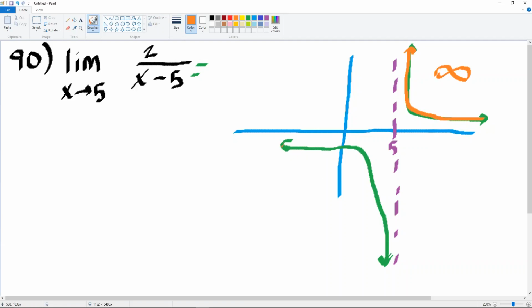Likewise, let's approach it from the left. Negative infinity. Right? Is negative infinity and positive infinity the same thing? No. So therefore my answer is does not exist, because the left-hand limit, I'm running out of space, but left-hand limit does not equal right-hand limit.